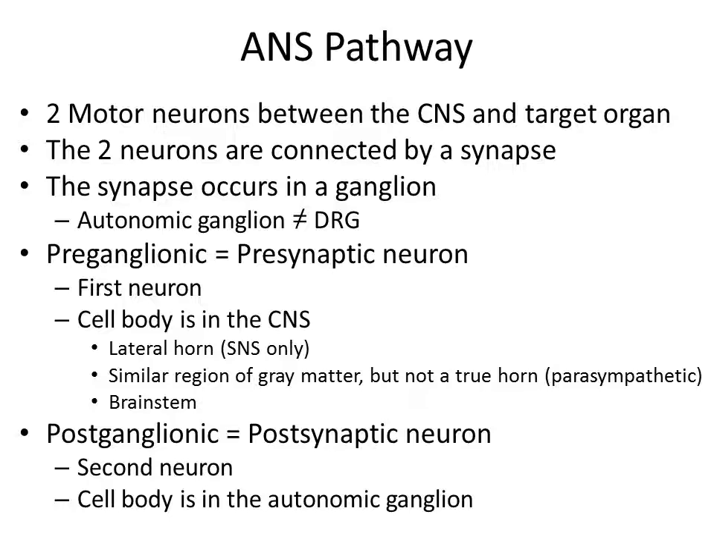The postganglionic neuron is also known as the postsynaptic neuron. So this is the second neuron in our pathway. Its cell body, again, will be in that autonomic ganglion where our synapse is taking place.